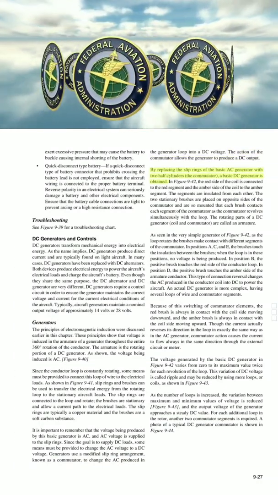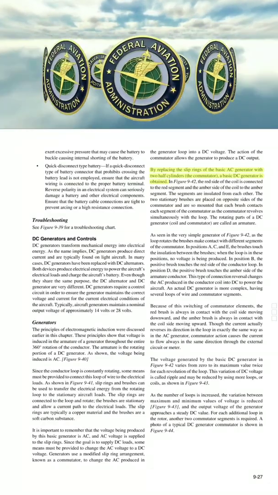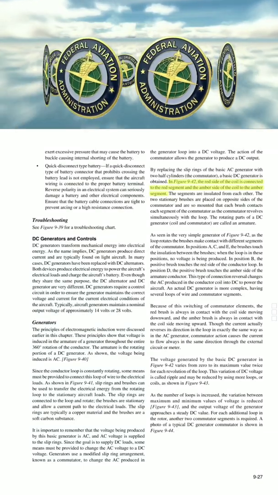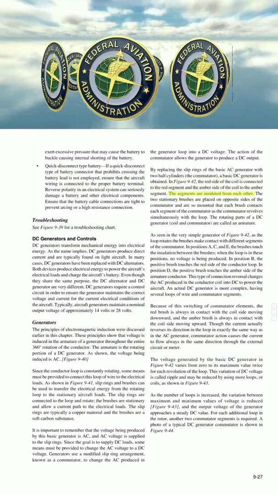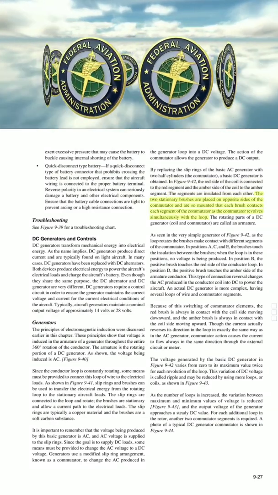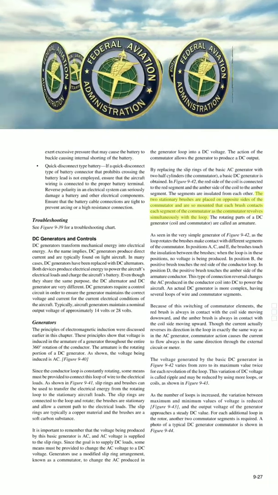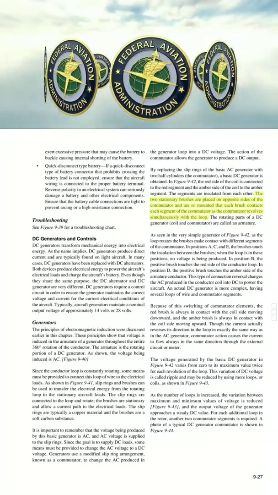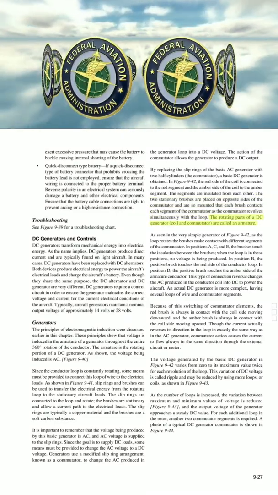By replacing the slip rings of the basic AC generator with two half cylinders, the commutator, a basic DC generator is obtained. In figure 9-42, the red side of the coil is connected to the red segment and the amber side of the coil to the amber segment. The segments are insulated from each other. The two stationary brushes are placed on opposite sides of the commutator and are so mounted that each brush contacts each segment of the commutator as the commutator revolves simultaneously with the loop. The rotating parts of a DC generator, coil and commutator, are called an armature.